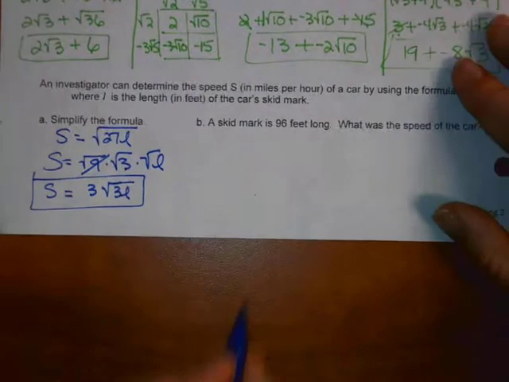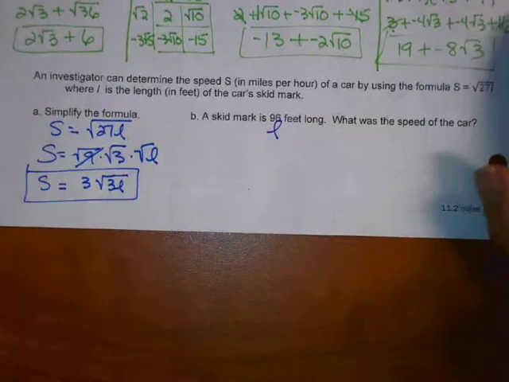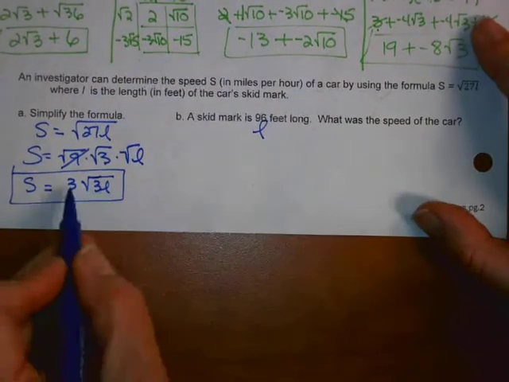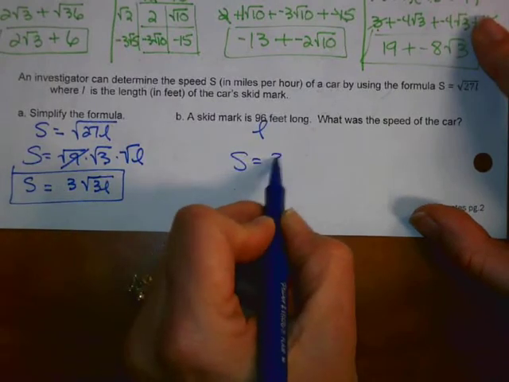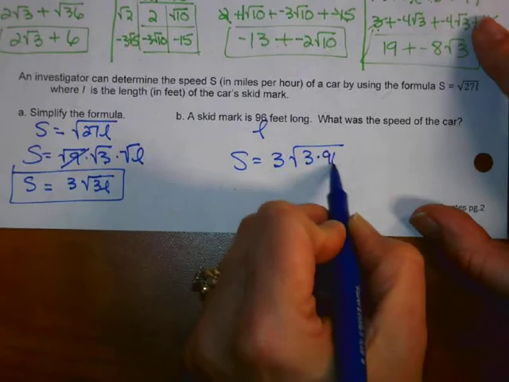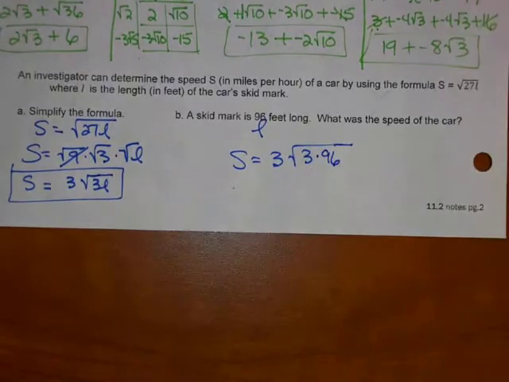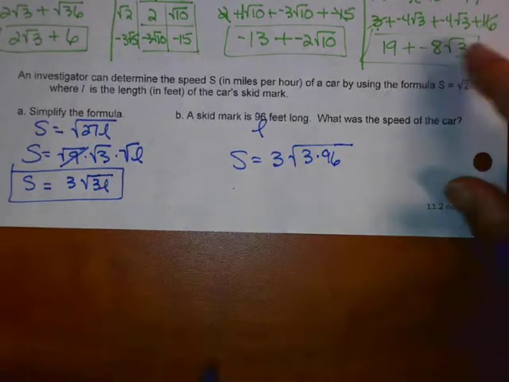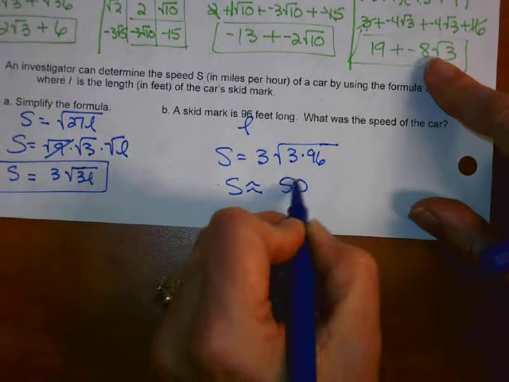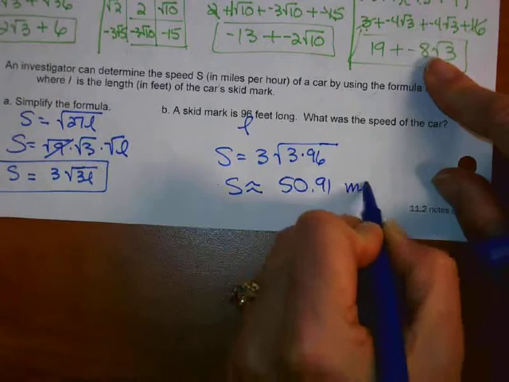And then it says the skid mark is 96 feet long. That's L. What is the speed of the car? So I just have to plug it in to this right here. The speed would be 3 times the square root of 3 times 96. Now, since they're talking speed of a car, I don't think they're going to leave their answer in simplified form. I think they're going to find the decimal form because they want to know how fast it was actually going. So I did that, and when you do this math, you get approximately 50.91 miles per hour.